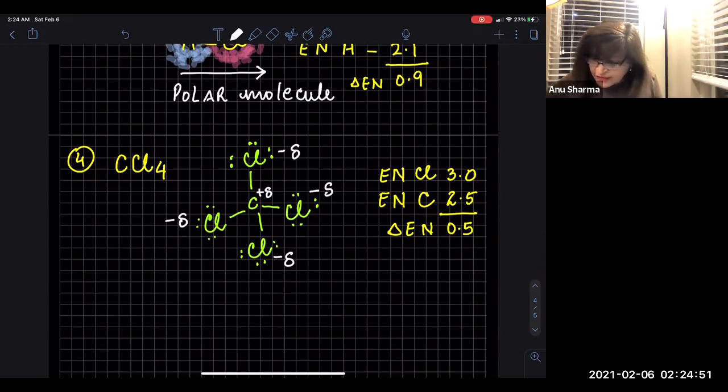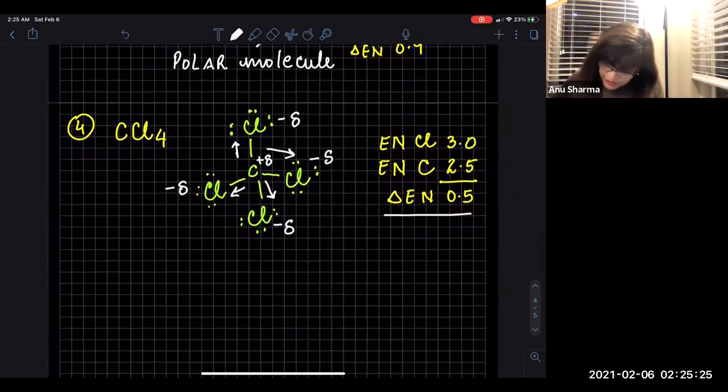Now, I'm not going to draw the heat maps right now, but here's the thing. This chlorine is pulling the electrons towards itself. Here, this chlorine is also pulling the shared electrons with carbon and chlorine. This chlorine is also pulling with the same force, and this chlorine on this side is also pulling with the same force. So because it's chlorines on all four sides, the difference in electronegativity is 0.5, the same 0.5 on all four sides.